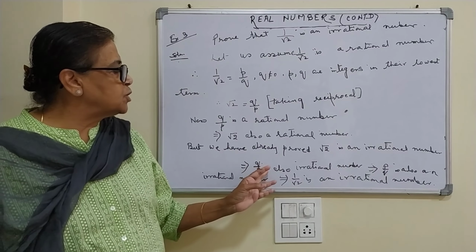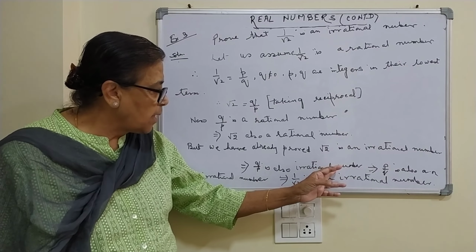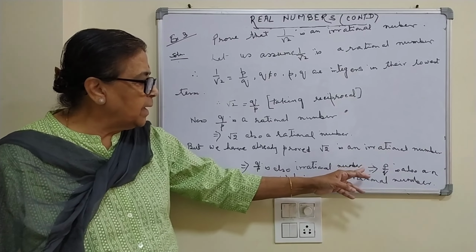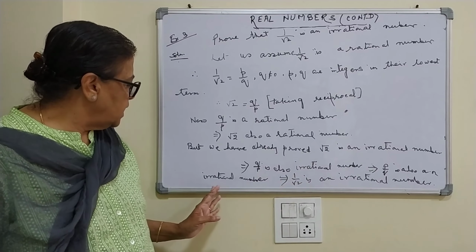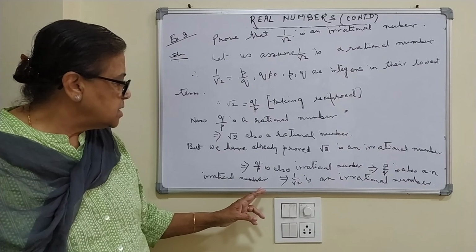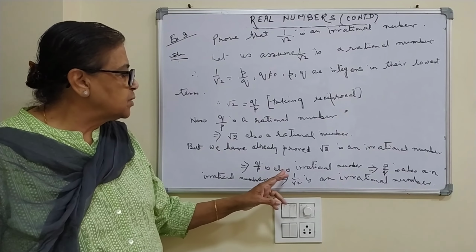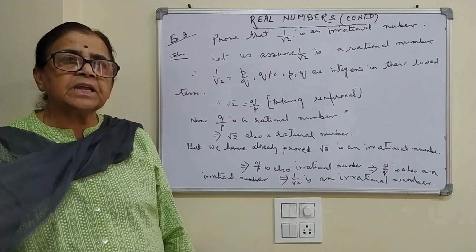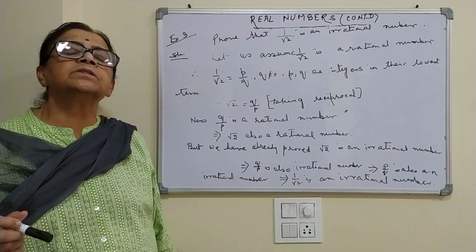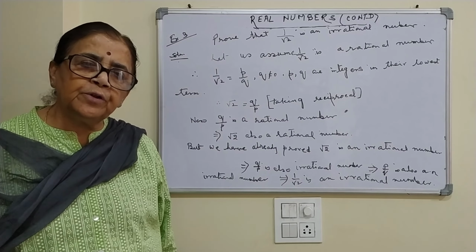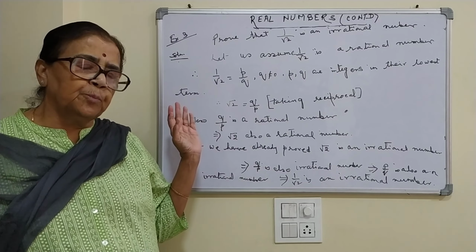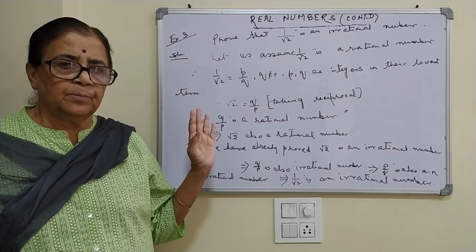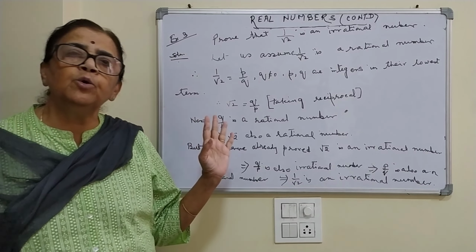So Q by P is also an irrational number. Implies, I take the reciprocal again, P by Q is also an irrational number. Implies 1 by root 2 is an irrational number. Now we are just assuming that root 2 is an irrational number. Earlier we have proved that root 2 is an irrational number, root 3 is an irrational number. That you have already learned.